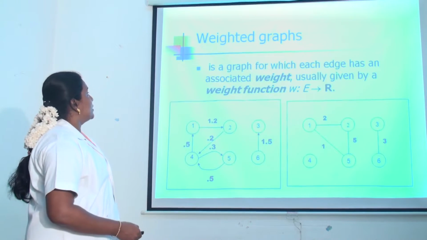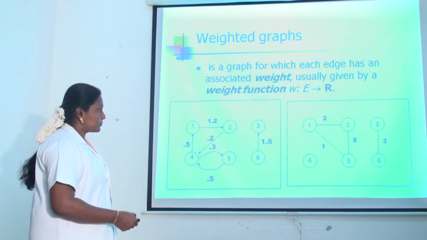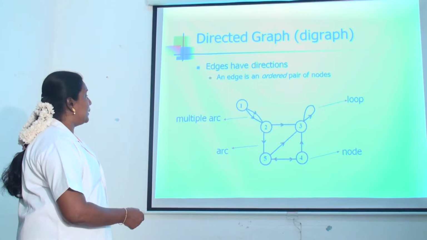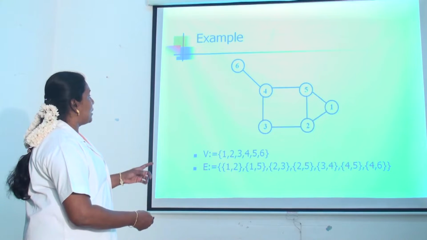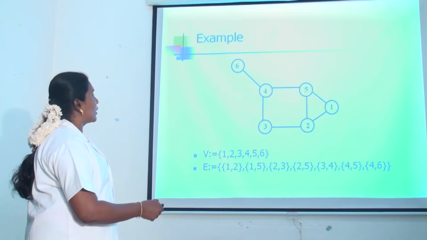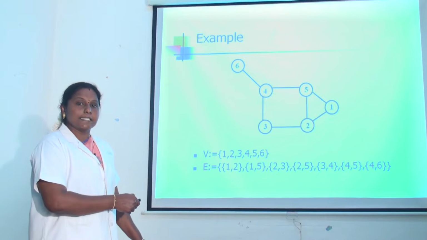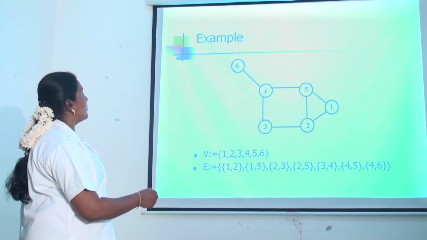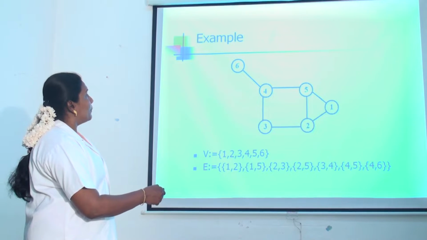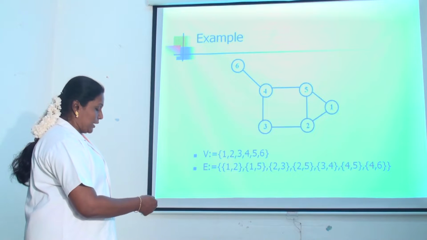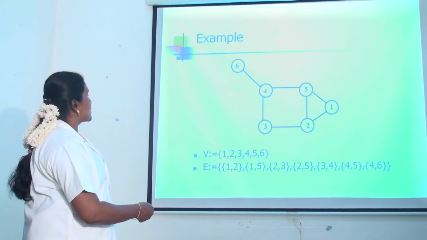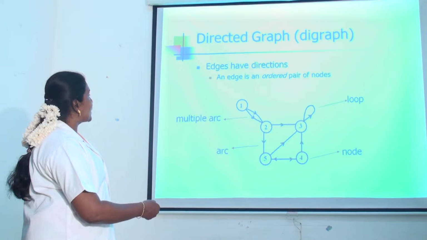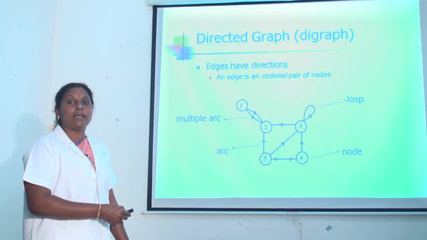Okay, and the next one is weighted graph. And lastly, we have to see simple graphs. In the last graph we have 1, 2, 3, 4, 5, 6 as a simple graph. There are no multiple edges and no self loops. In that there is no direction, but in the directed graph or digraph there is.